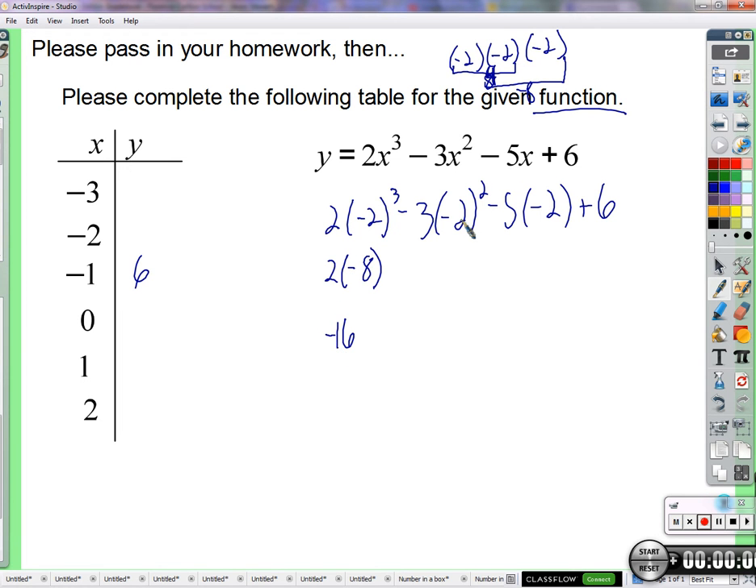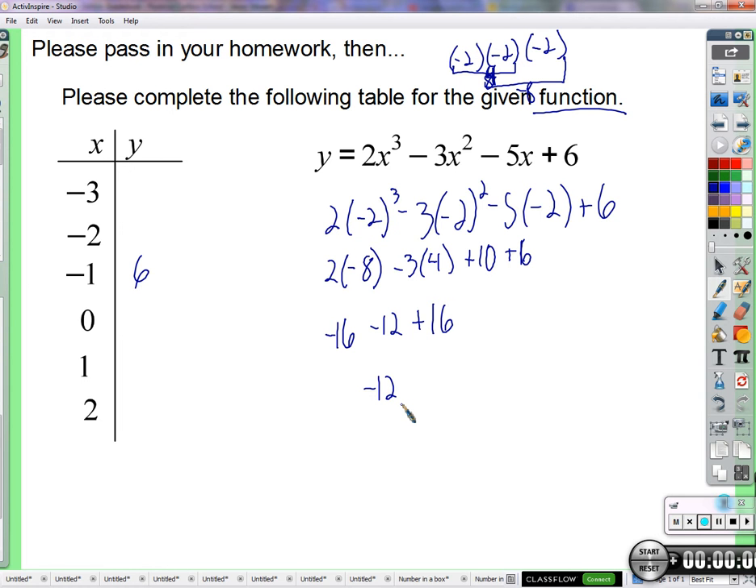Negative 2 squared, well that's negative 2 times negative 2, positive 4. Any number squared then would be positive because it gets an even number of negatives multiplied together. Negative 3 times 4 is negative 12. Negative 5 times negative 2 is positive 10. Plus 6. So we could bring the negative 16 down here. Negative 16 plus 16 is 0, and negative 12 is negative 12.